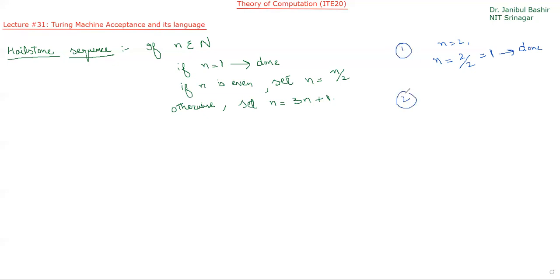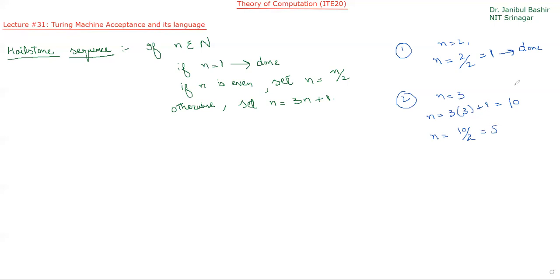The second example: let's say n is equal to 3. If n is equal to 3, the new n will be 3 times n plus 1. So 3 into 3 is 9, 9 plus 1 is 10. Now n is 10, so n is even. Since n is even, set n equal to n divided by 2. So 10 divided by 2 is 5.